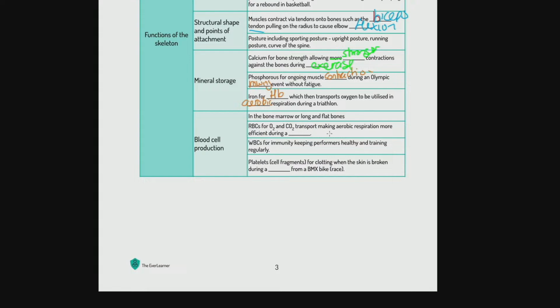CO2 and molecular oxygen, making aerobic respiration more efficient during a, what can we go for here? I'm just going to change to my pink color, and I'm going to say during a marathon. Use triathlon, use open water swim, but make sure it's an aerobic type thing.